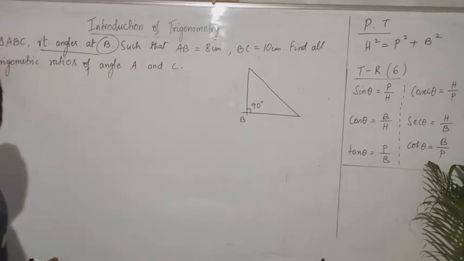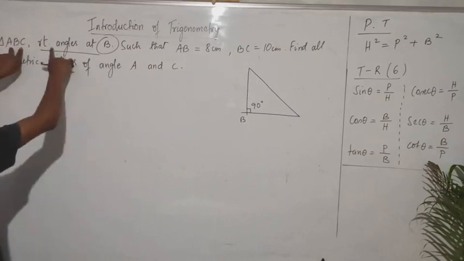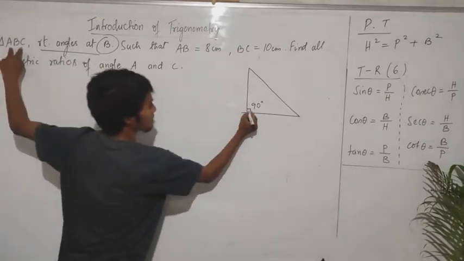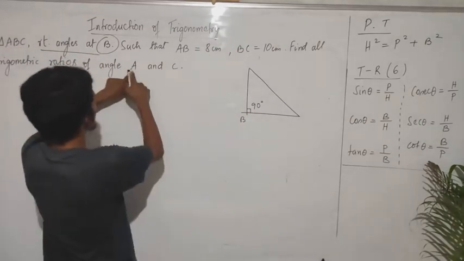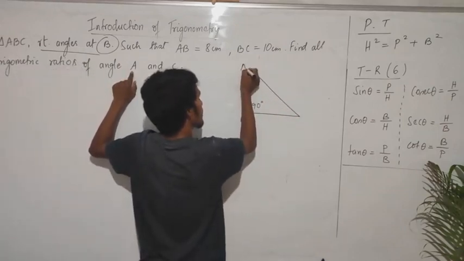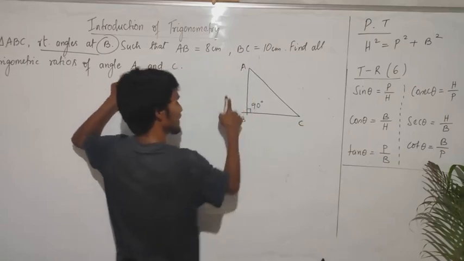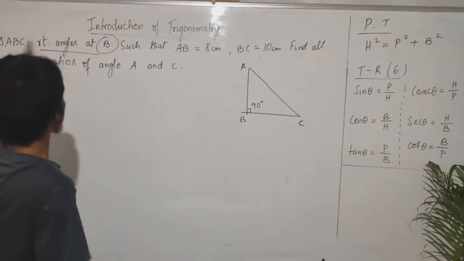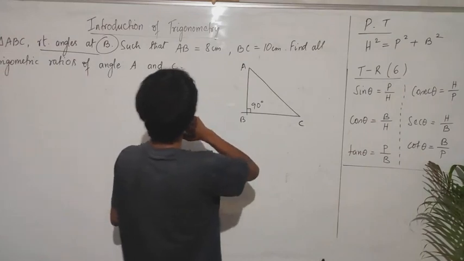In triangle ABC, right angle at B, then put it like this. Where are A and C put? A and C you can put anywhere. Then I'll put A here and C here. Then A, B, C, triangle ABC. Then look at this figure.